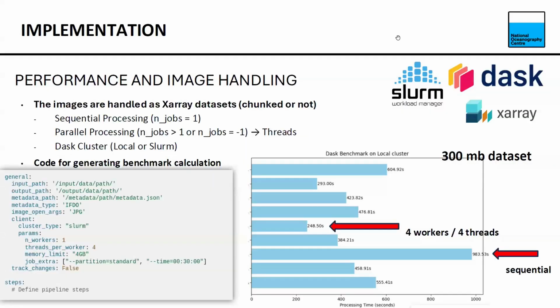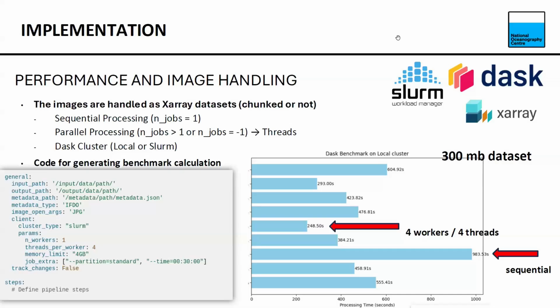About performance and image rendering, as I told you before, it works on top of Xarray, so it can handle sequential processing, parallel processing using threads, or, if you give information about clients in the configuration file, you can run it on a local or Slurm cluster. And just an example of a really, really simple benchmark that we made with some calculations. I still need to work more on the benchmark calculation.